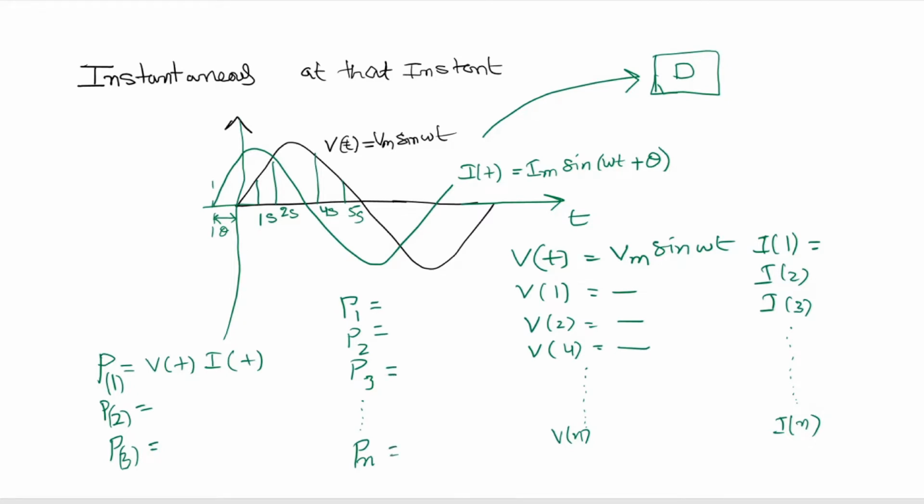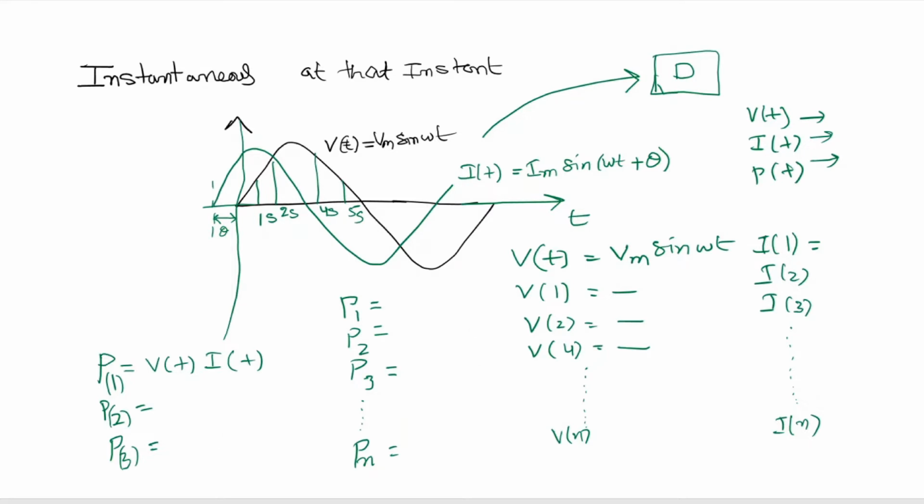Right? Instantaneous voltage, instantaneous power, and instantaneous current: V of t, I of t, and P of t. These three things we can't tell with respect to time, because the voltage and current are varying with respect to time. That is the reason why we are not able to tell what is the voltage, what is the current, at that instant.